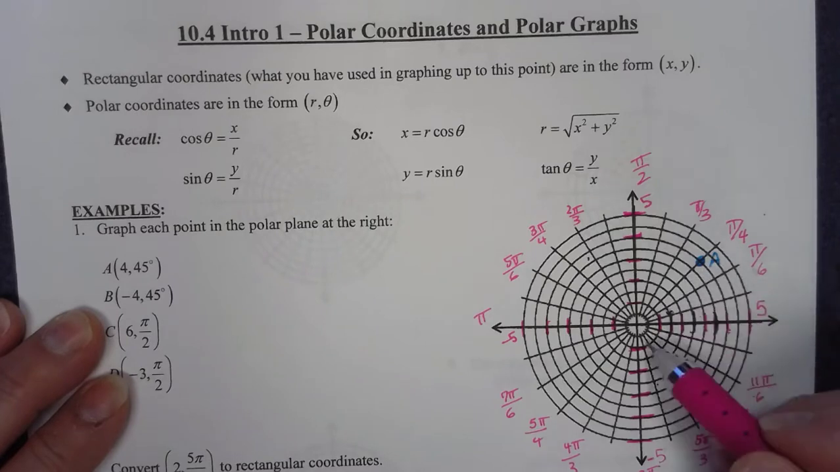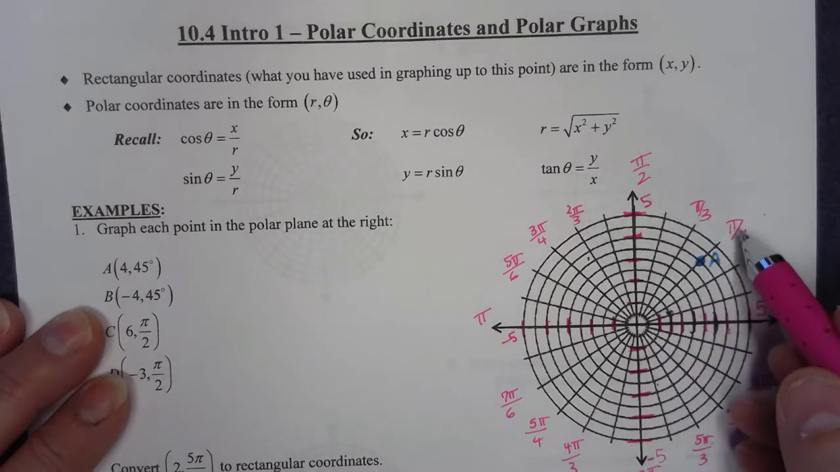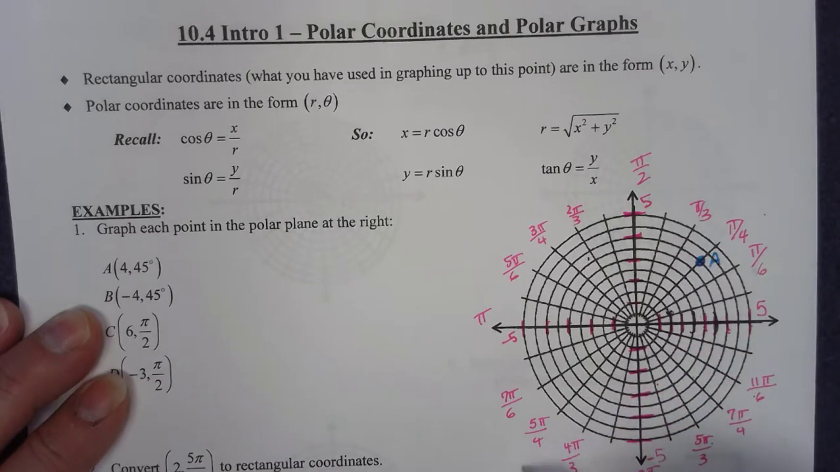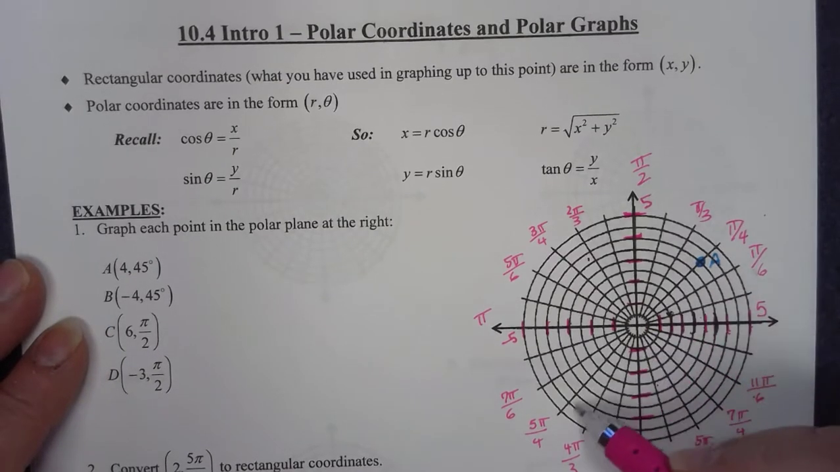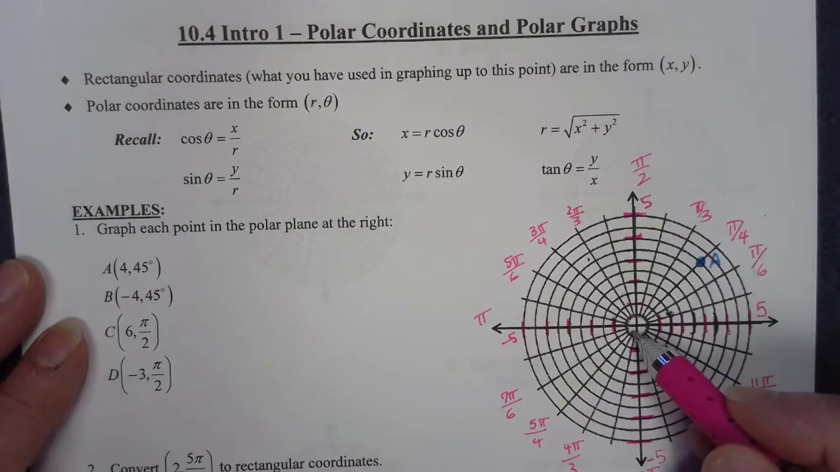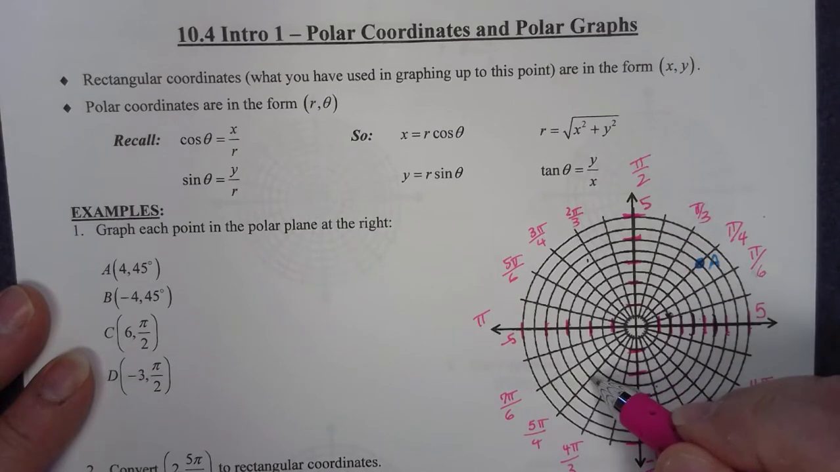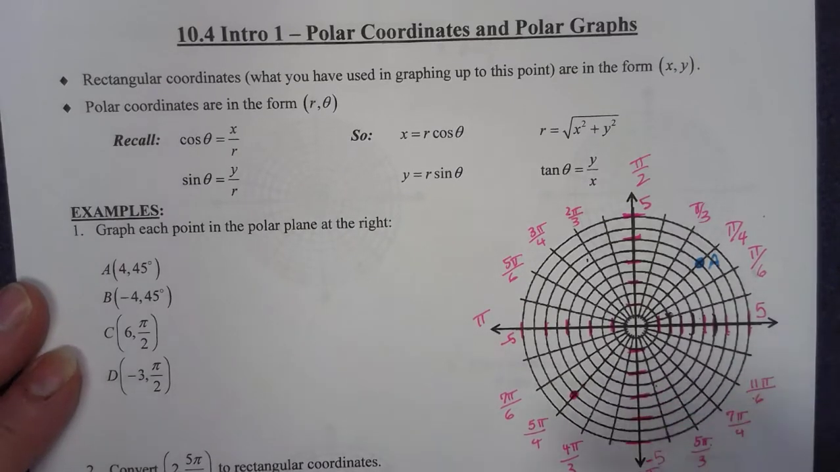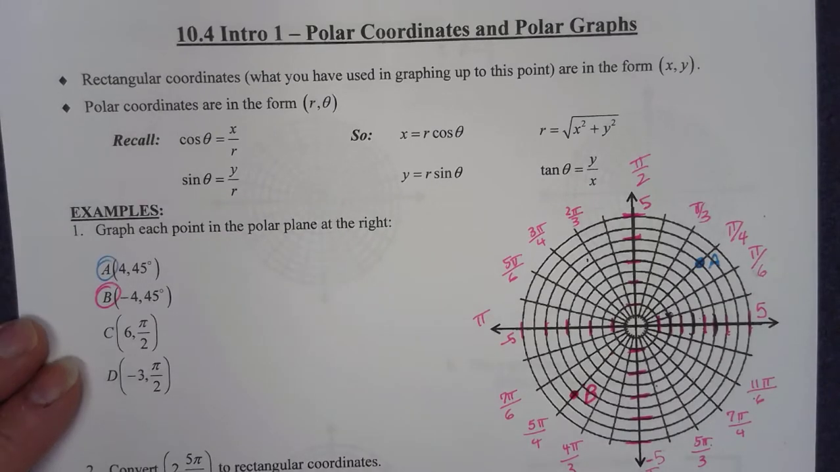B, -4 and 45. Well, -4 means along the 45 degree radial arm, we are going to go in the -4 direction. So 45 degrees, but opposite that direction, which would take us this way. There's 1, 2, 3, 4. Here is point B.